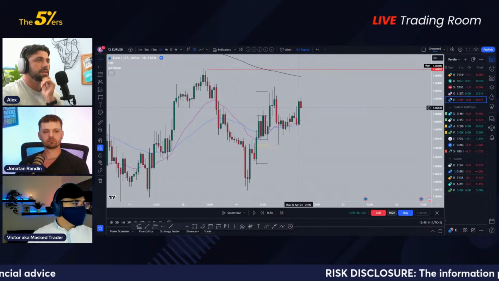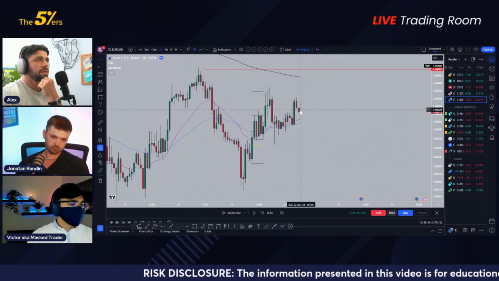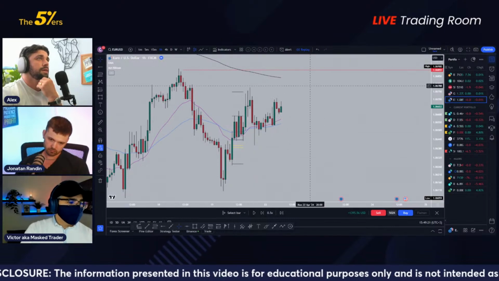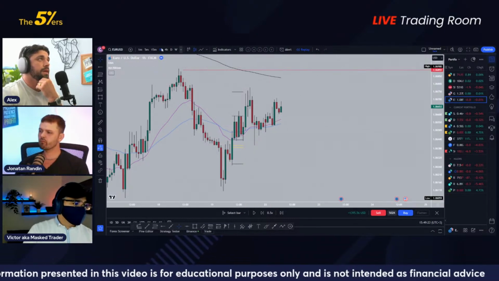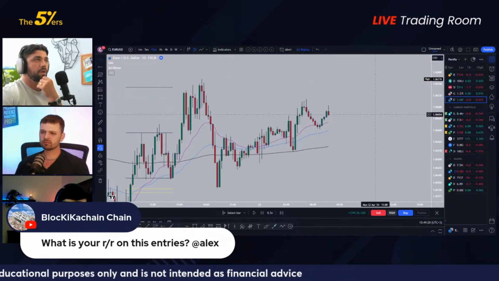What time is this? This is at 4 a.m. 7 a.m. This might be a good trade as well. This is the next day. Still, the 200 EMA isn't being hit. So we're going to go to the lower time frames. 15-minute. Okay, 15-minute. All of the EMAs are holding.